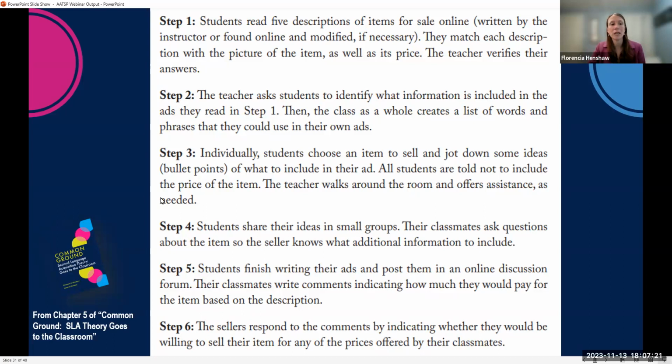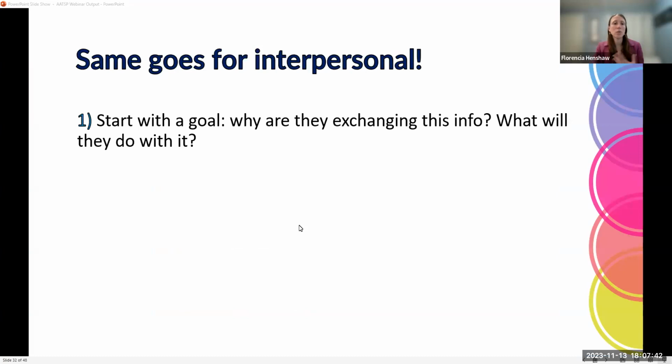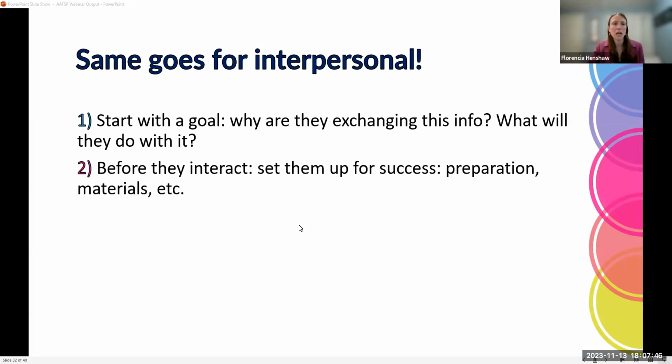So you have this idea of someone's output is someone else's input, and they need to do something with it. And then this idea of starting with a goal, making sure that it's purposeful, making sure that they got input, all of that still goes for interpersonal. It's not just for presentational. So we need to start with the goal. Why are they exchanging this information? What will they do with it?